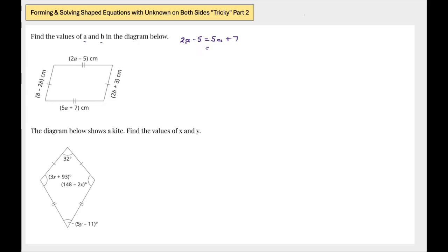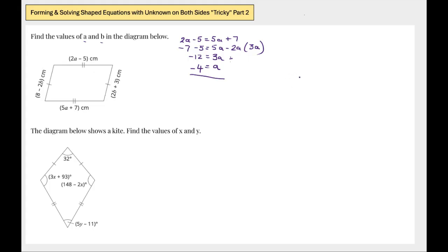Then I'm going to take the 2a over and it becomes a negative. So it's 5a minus 2a, which gives us 3a. And then we've got minus 5. That goes over and it becomes negative 7. So we now have negative 12 equals 3a. We're going to divide it and our answer is negative 4. So we found our A.